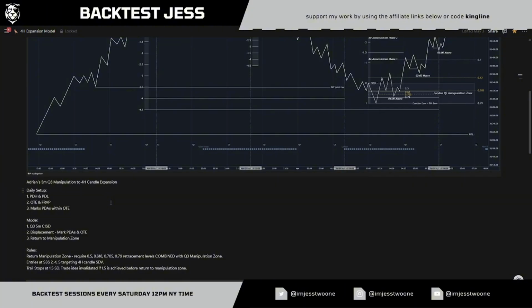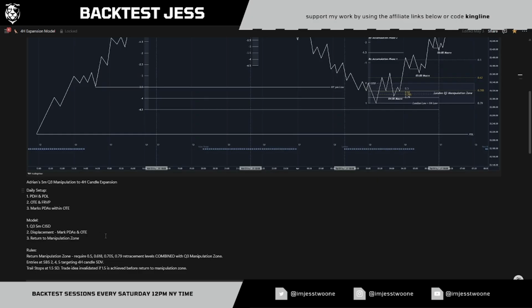From that range, we are marking up OTE as well as fixed range volume profile, and then we're going to mark the PDAs within that OTE. More than likely the 1 hour PD arrays, unless there are obvious 5-minute PD arrays. The model that we're executing therein is a Q3 5-minute change in state of delivery, which creates a manipulation zone. We're looking for displacement out of that zone. Once we have that, we are then marking the PD arrays and OTE within that displacement.